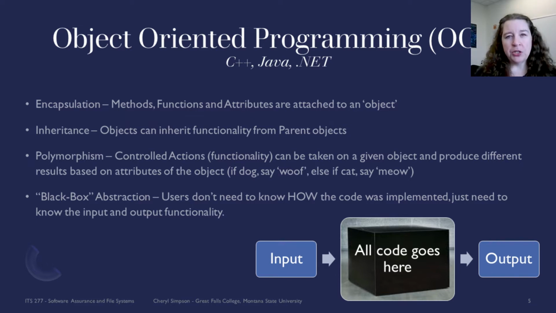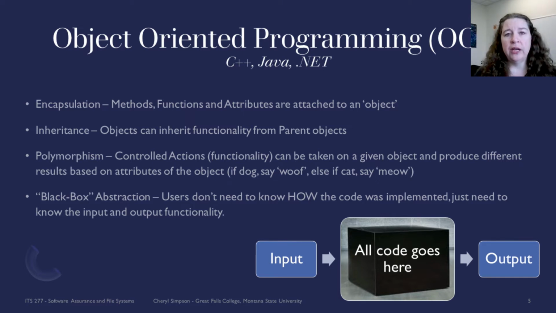When we work with object-oriented programming, we use black box abstraction. The concept of black box is, there's a big black box here. All the code goes inside of the box. The user needs to know what is the input and what is the expected output. If he puts in the expected input and he gets the expected output, the testing works. Black box testing or black box abstraction means that the user doesn't need to know how the code is implemented inside of that black box.